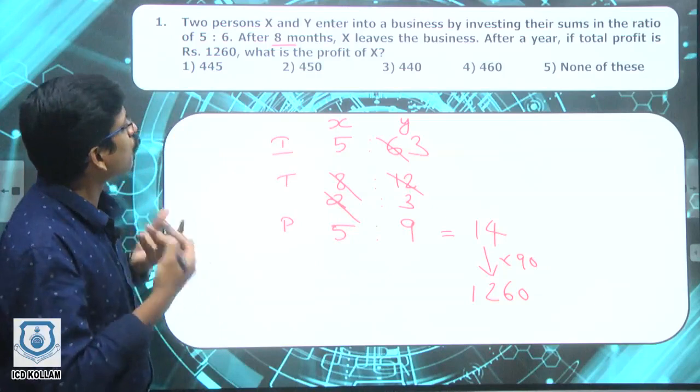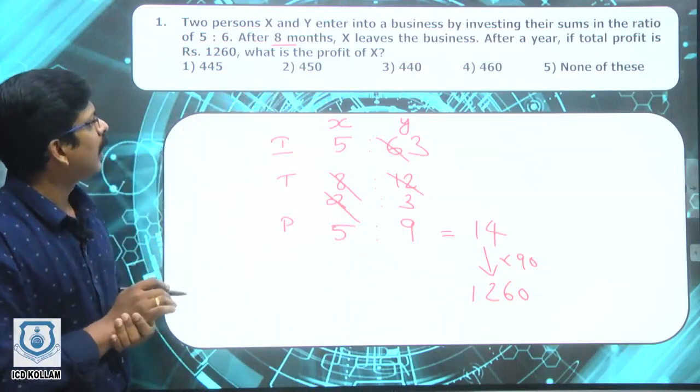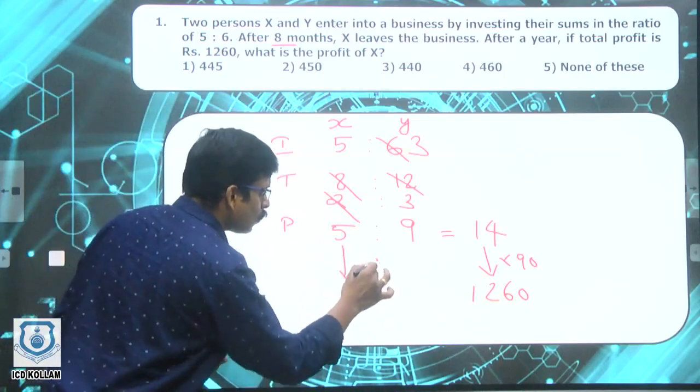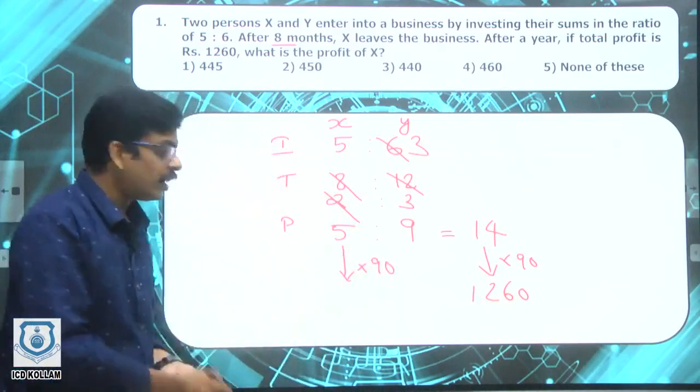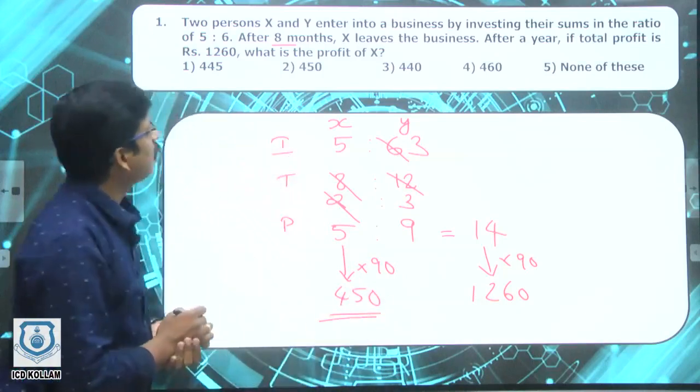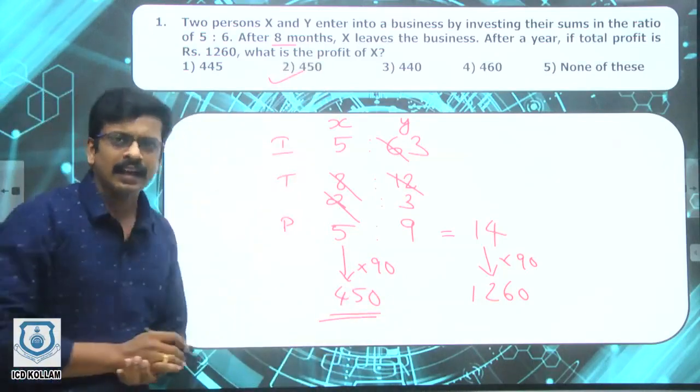But what I need to find here is the profit of X, that is the question. So this is going to be our answer, 5 into 90, 9 5s are 45, 450. It is in the second option, and that will be the correct answer.